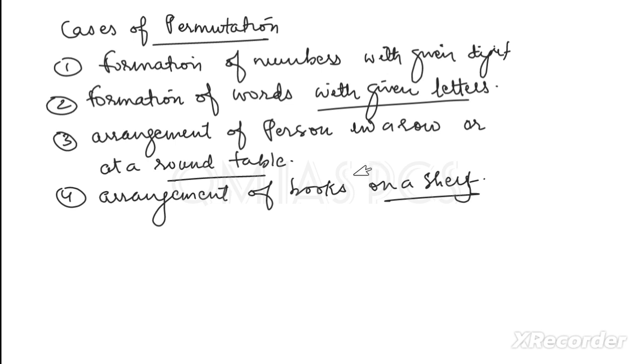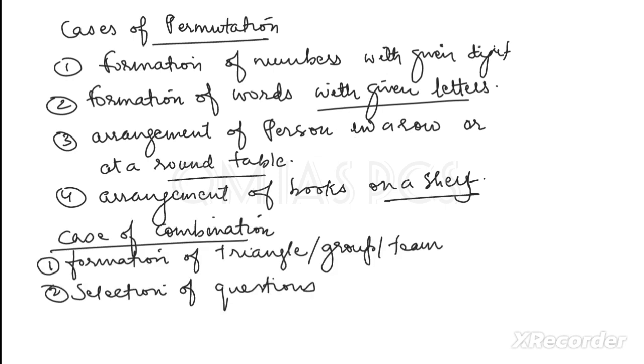Whenever there is a question like this, you can easily catch that this type of question is from permutations only. Now just note down the cases of combination. Cases like formation of triangles, group or team out of few members, that will be the case of combinations. And second one is selection of questions from a question paper, that will be a condition of combinations. These are important things, you have to understand these things. This is very basics.